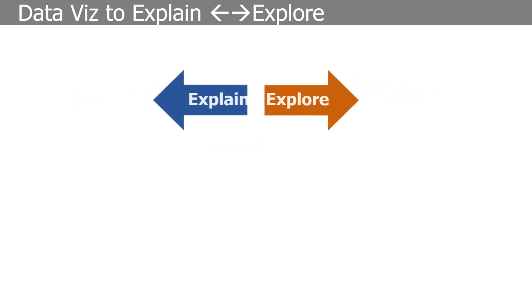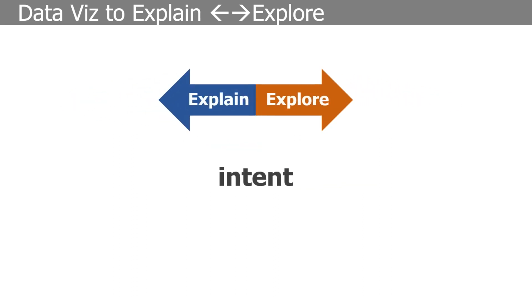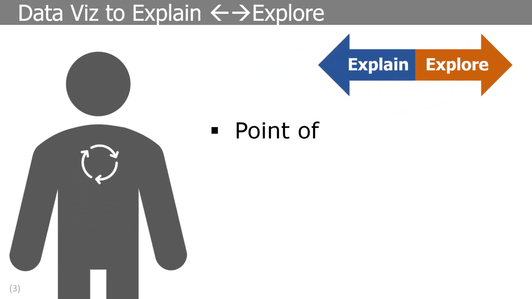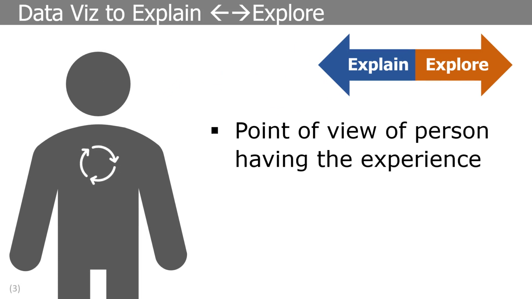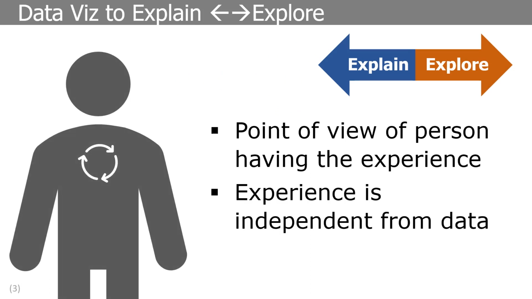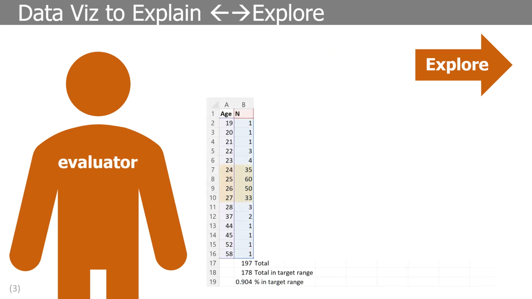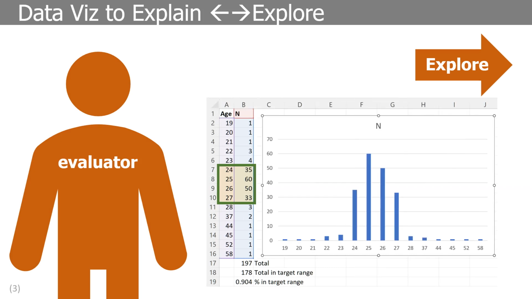You can think of explain and explore as the intent behind the visual and not a design feature of the visual itself. In this model, we are considering a particular data viz from the point of view of the person having the experience. Explain or explore refers to the experience the user is having and is independent from the underlying data. For instance, an evaluator may use color in formatting to quickly identify important information, or may create a histogram to explore frequencies of all categories in a particular data set.